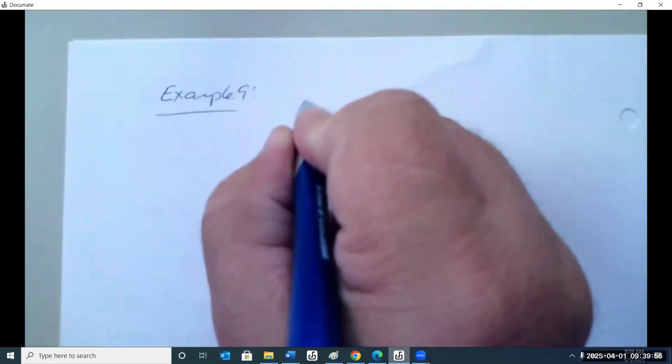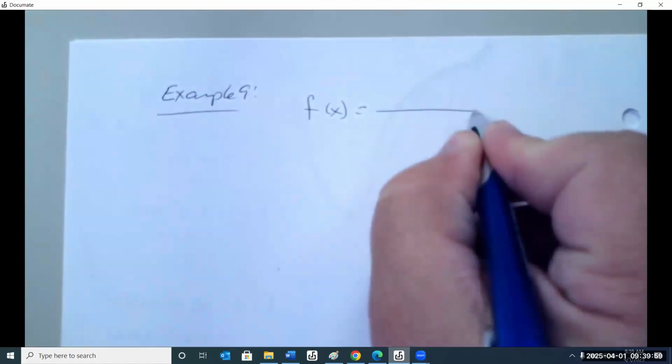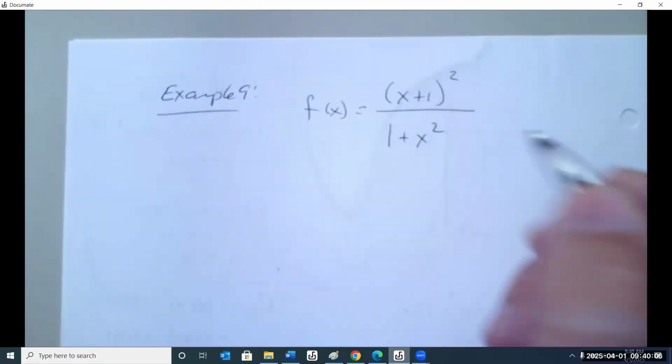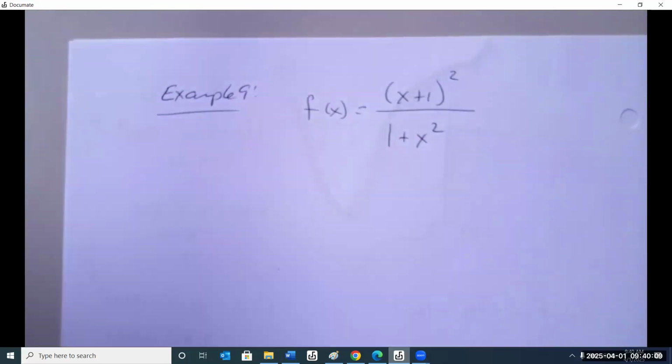Let's see if there is another one. Ooh, a rational one. f of x equals (x plus 1) squared over (1 plus x squared). And it's going to ask us to find the same things.